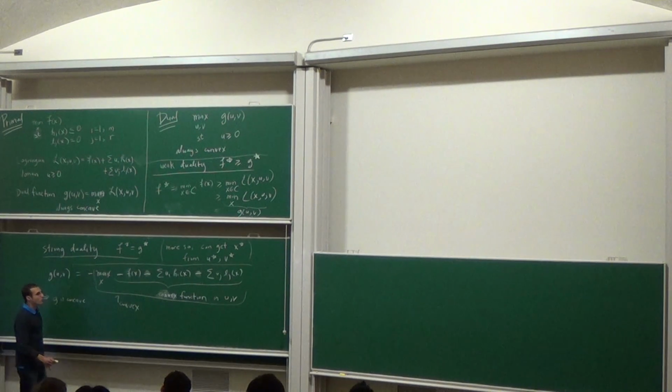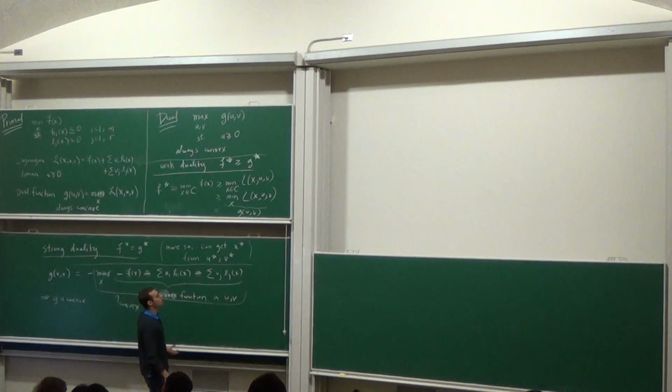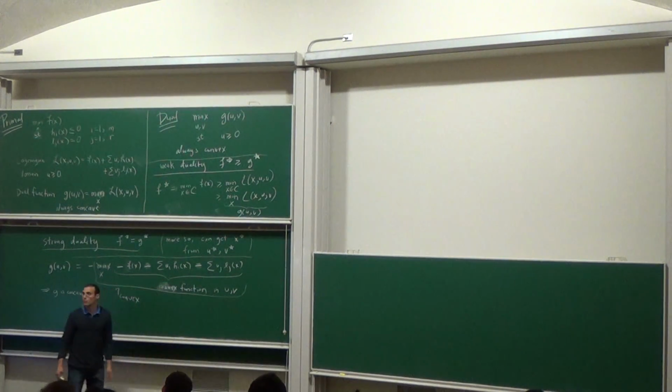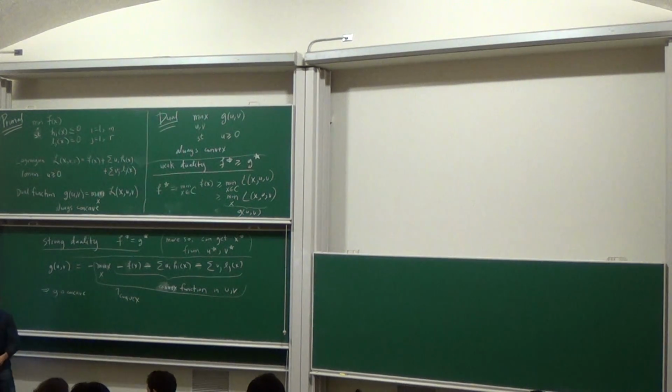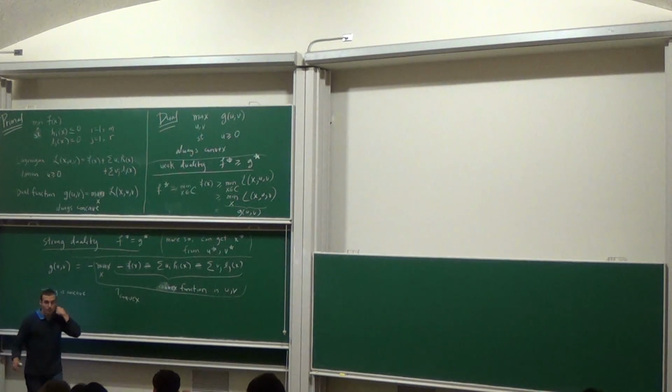Right? It seems like almost like we're cheating. It's so simple, but that's the argument to show that g is concave. Okay, so that was true. It doesn't matter what f and h and l are. G is concave, so no matter how ugly and non-convex the primal problem is, the dual problem is always going to be a convex problem.